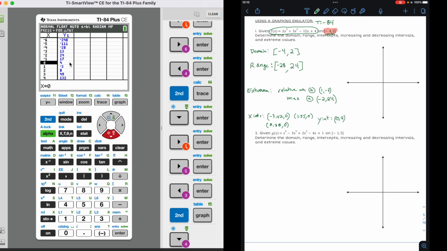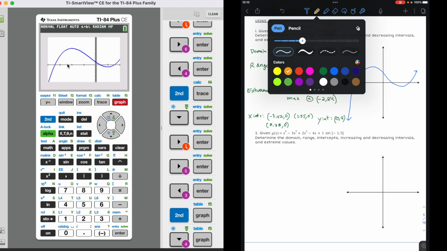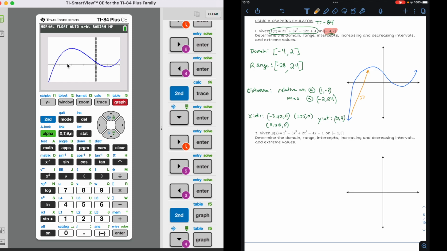Increasing and decreasing intervals is the last thing that we need. So if we look at our graph, and I'm going to take a little sketch of this graph on our paper now. We go up, we come back down, we cross through, and we go up again. Okay, so we look a little something like that. But what we can see then is that we are increasing to this max, then we decrease back towards the min, and then we increase.